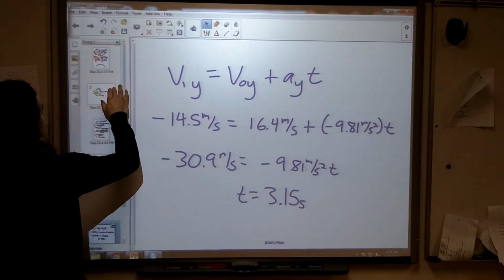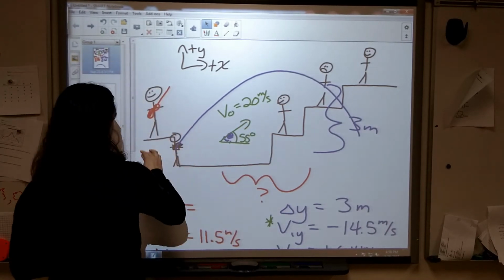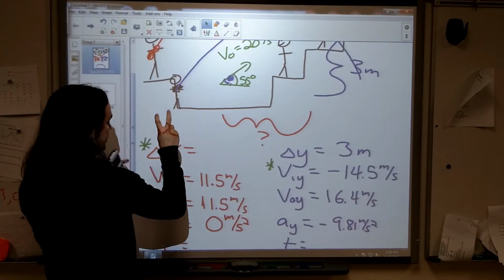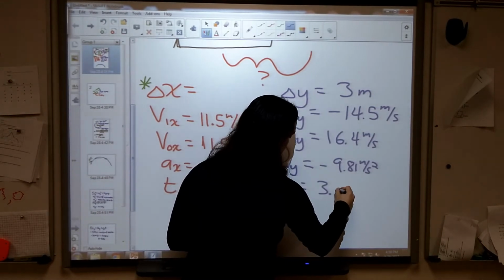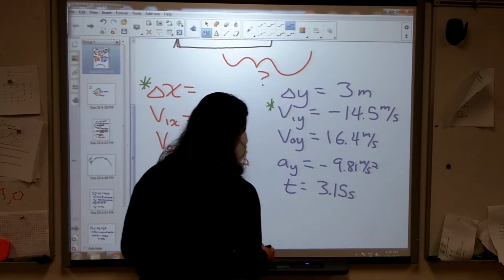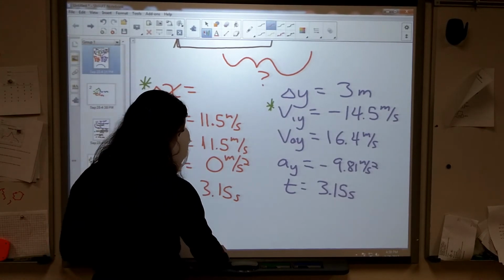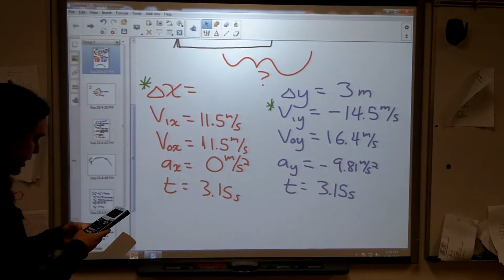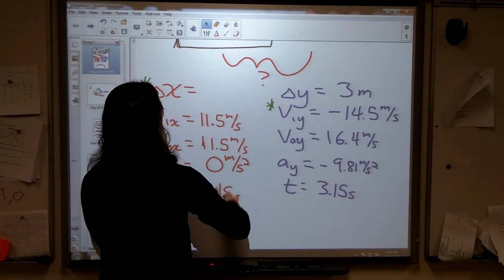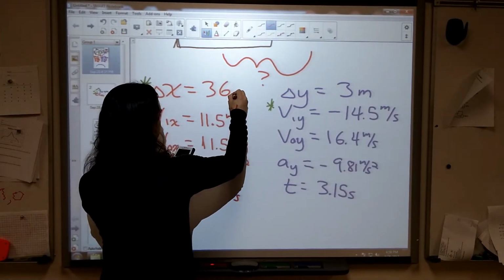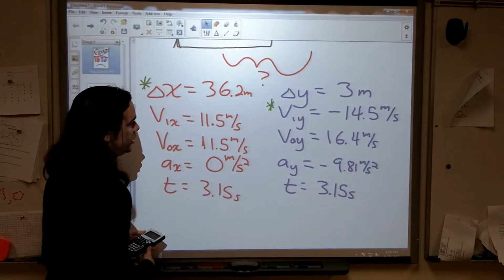All right, now that we've got this, we're aiming for the one where we're not sending it through this poor person, at least according to my not scale model drawing. We might actually find that the other one is a better one to use. 3.15 seconds. Now that we have that, this is 3.15 seconds, and we can go through and we can finish this up. We'll find that I will need to stand 36.2 meters back. That's like 100 feet.